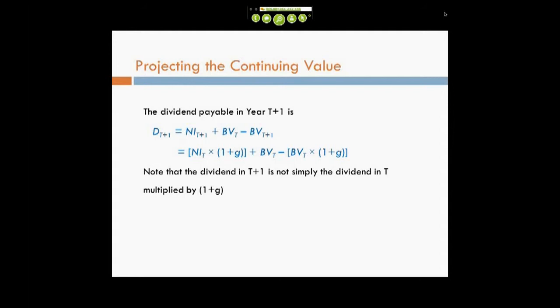So you find out your net income for year 6. You add in the book value that you already know for year 5, and you subtract out the book value for year 6, which is just the book value for year 5 times that same 1.03, or whatever you use. So notice, we're not calculating the dividend in year 6 as the dividend in year 5 times 1.03. We're calculating for all these other factors, and that will give you your dividend in year 6. So that's the continuing value.